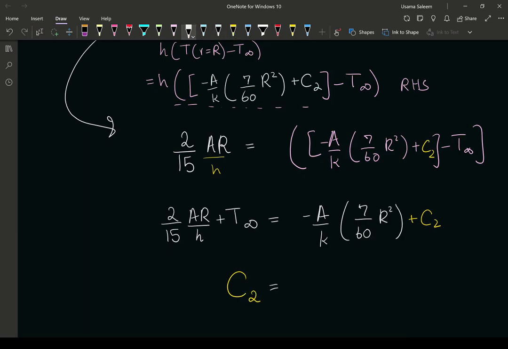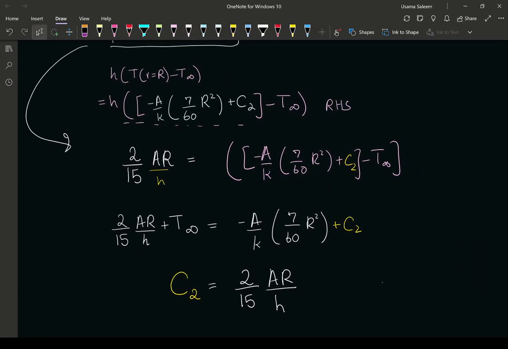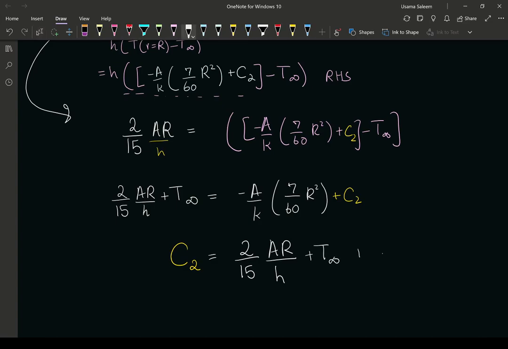Gonna be equal to 2 over 15 A R divided by the heat transfer coefficient. Let me just pause for a second and see if hopefully I haven't made any mistake. But again, I'm just human, right? Now we're good. Win, ladies and gentlemen, win. We're in business. Plus A over K.